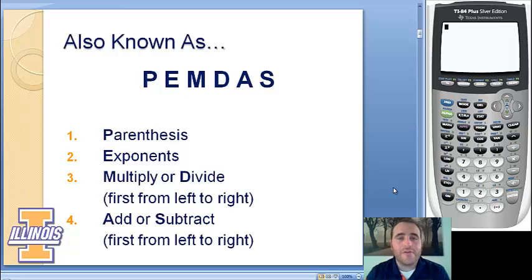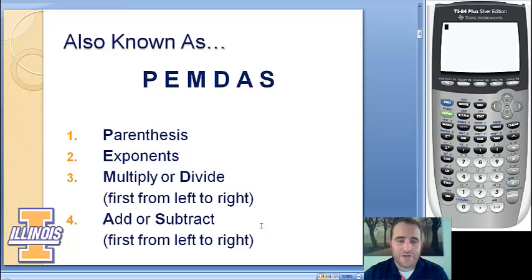Now you probably know order of operations as PEMDAS. Please excuse my dear Aunt Sally. That's how I learned it when I was in school. And that acronym stands for parentheses, exponents, multiplication or division, addition or subtraction. Those are the steps in which we have to go to find the simplified version of an expression or equation.